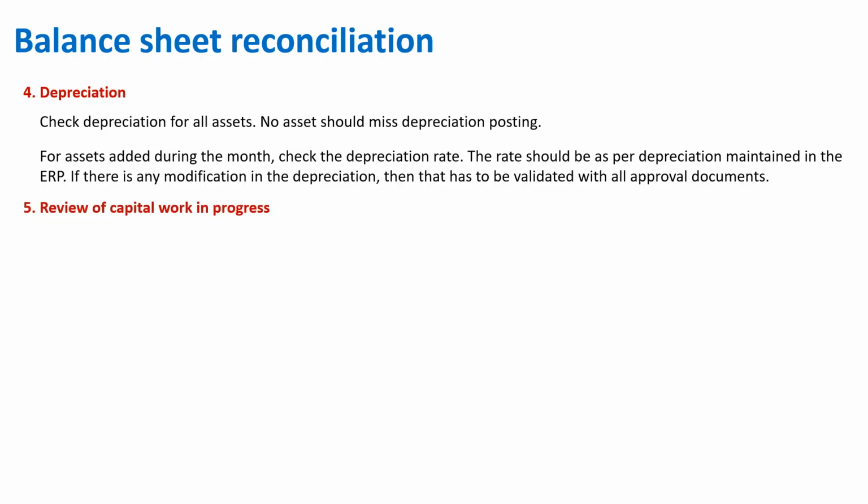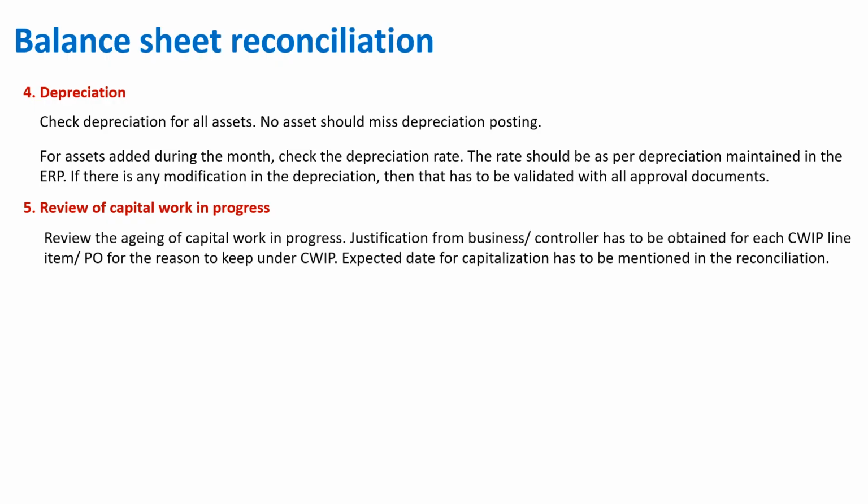Review of capital work in progress. This is one of the very critical items, and you should ensure that these are properly reviewed. Review the aging of capital work in progress. Justification from the business controller has to be obtained for each CWIP line item, or you can say POs, for the reason to keep under CWIP, right?